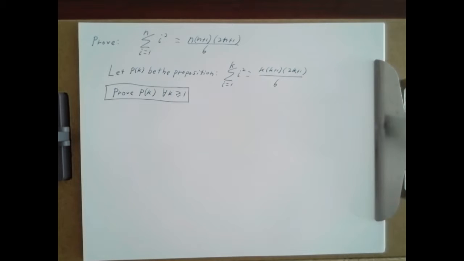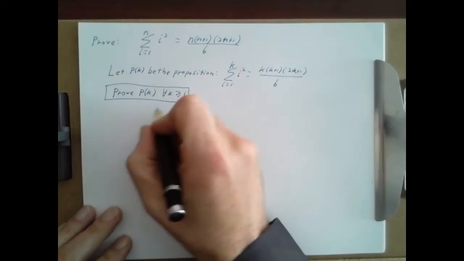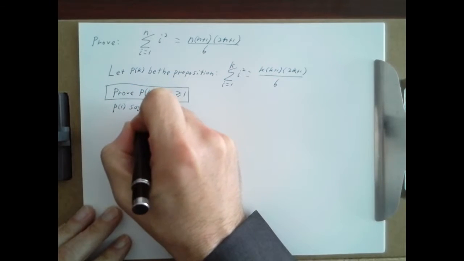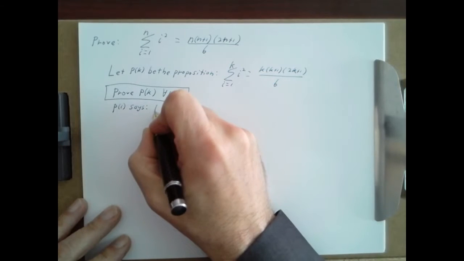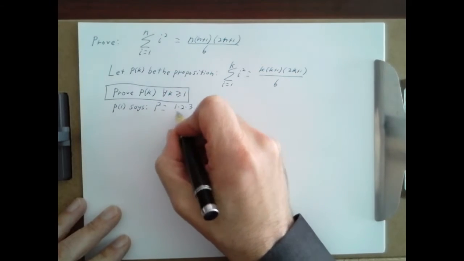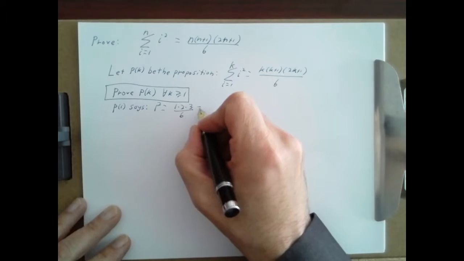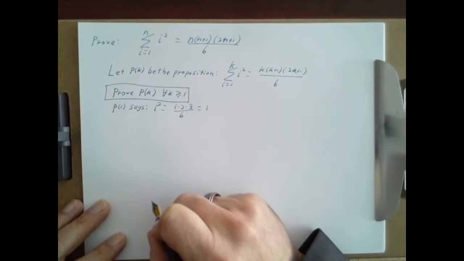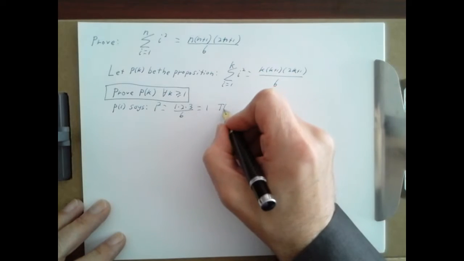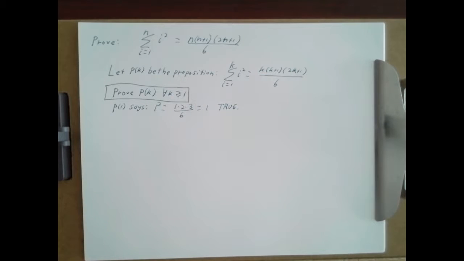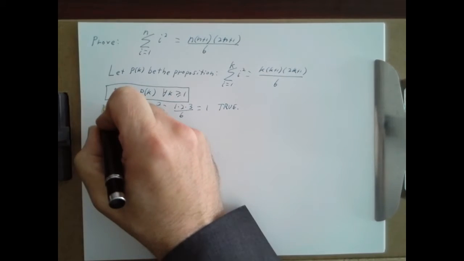What's the next step? P of 1. So P of 1 says 1 squared equals 1 times 2 times 3 over 6, which is equal to 1. Is that true? Is 1 squared equal to 1? Yes. So we have a base case. All right, what's our next step?